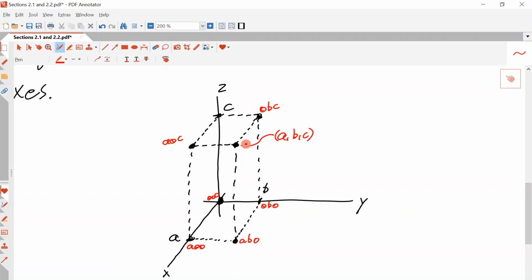All right, so each line here is parallel to one of the coordinate axes. These four are parallel to the x, these four up and down parallel to the z, and these four left to right are parallel to the y. Okay, so that's kind of the first sort of idea in how to draw these three-dimensional shapes that are more or less rectangular.